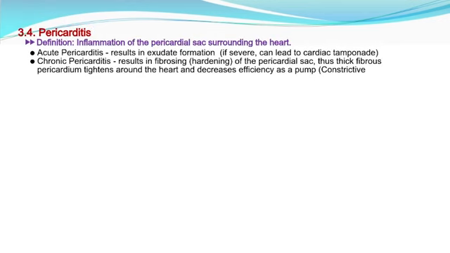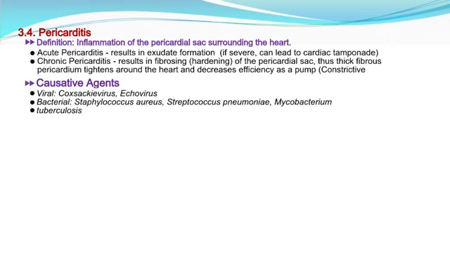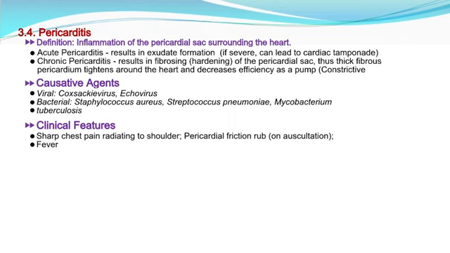Pericarditis involves inflammation of the pericardial sac. Viral causes include Coxsackie virus and echovirus. Bacterial causes include Staphylococcus aureus, Streptococcus pneumoniae, and Mycobacterium tuberculosis. Pain is sharp and radiates to the shoulder, worsening with inspiration. On auscultation, a friction rub is heard. In severe cases, fluid accumulates, causing pericardial effusion or cardiac tamponade.